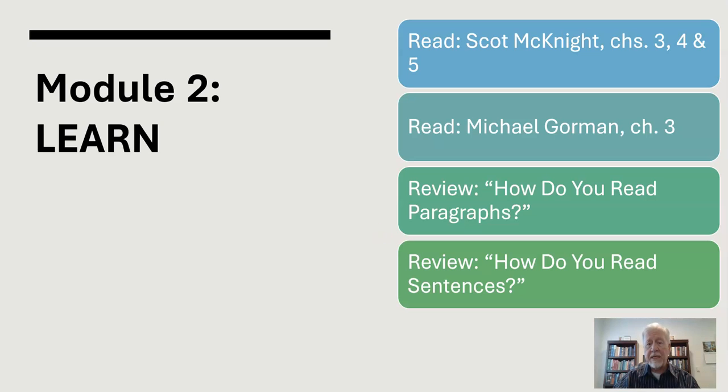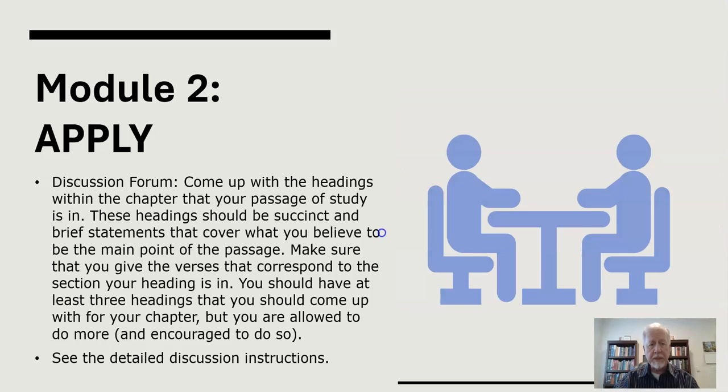In terms of the material that's available to you that you will want to study this coming week, first of all, the great book by Scott McKnight, we're asking you to read chapters 3, 4, and 5. The very important textbook from Michael Gorman, we're asking you to read chapter 3. And then there are 2 very important review presentations that are going to directly connect to assignments this week. So you want to review the presentation called How Do You Read Paragraphs? And then the presentation called How Do You Read Sentences? Once again, these are central specifically to what we're doing in Module 2 and to some of the work that you will be doing.